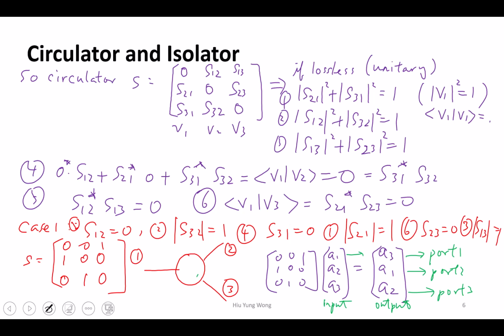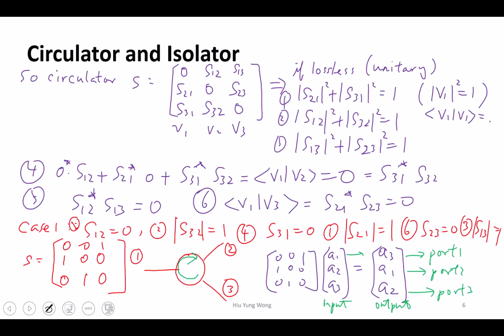Then what does it mean? Port 3 goes to port 1. Port 1 goes to port 2. And that is the symbol for this circulator: clockwise. You look at this circulator, you see that whatever is in port 1 is going to go to port 2, port 2 goes to port 3, and port 3 goes to port 1.